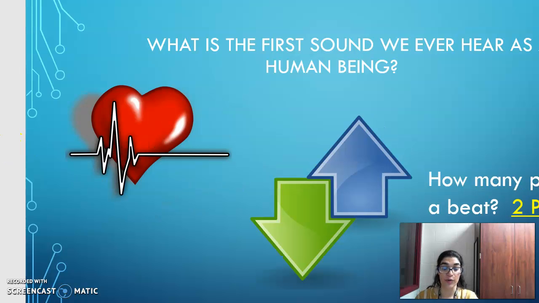It's actually 2 pulses. So one beat is 2 pulses. In order for something to have a beat, it must have a down and up motion. The same thing is true for music.